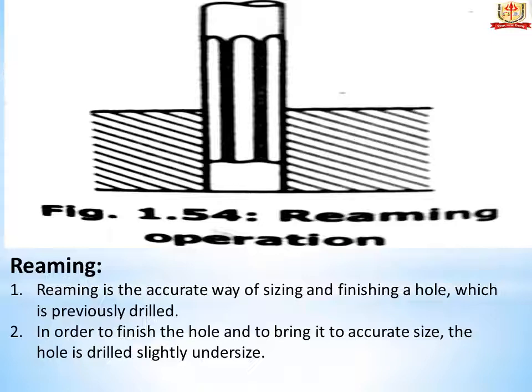Next operation is reaming operation. Reaming is the accurate way of sizing and finishing a hole which is previously drilled. Second point, in order to finish the hole and to bring it to accurate size, the hole is drilled slightly undersized. So, reaming does not generate a hole, it is only finishing holes which are previously drilled.